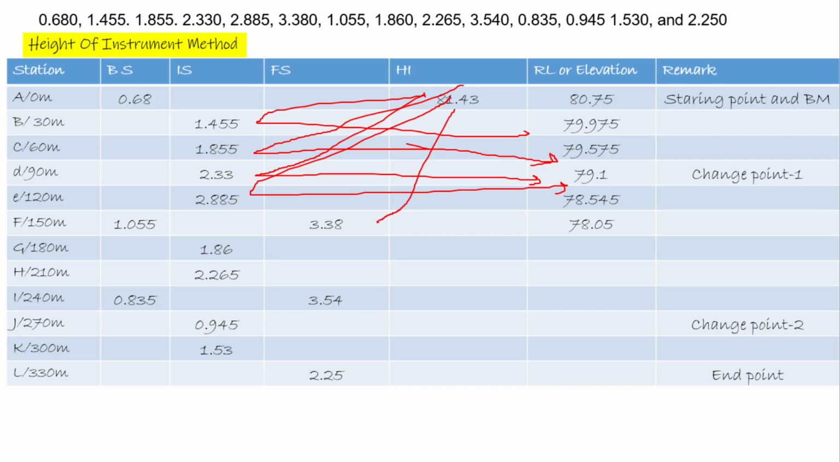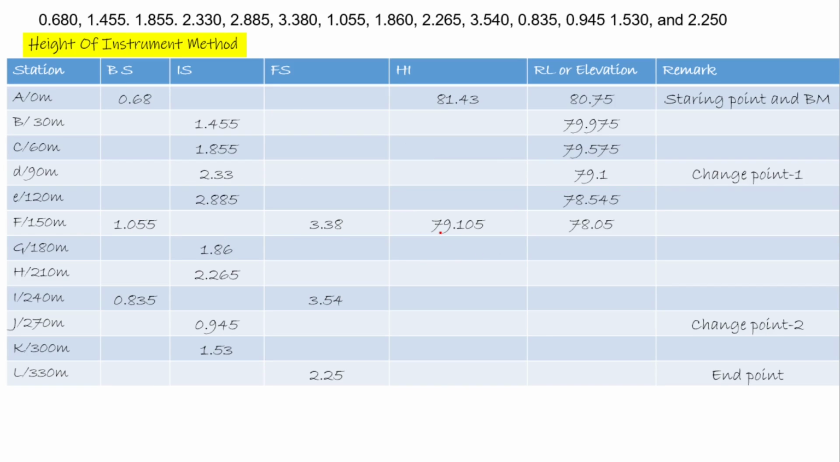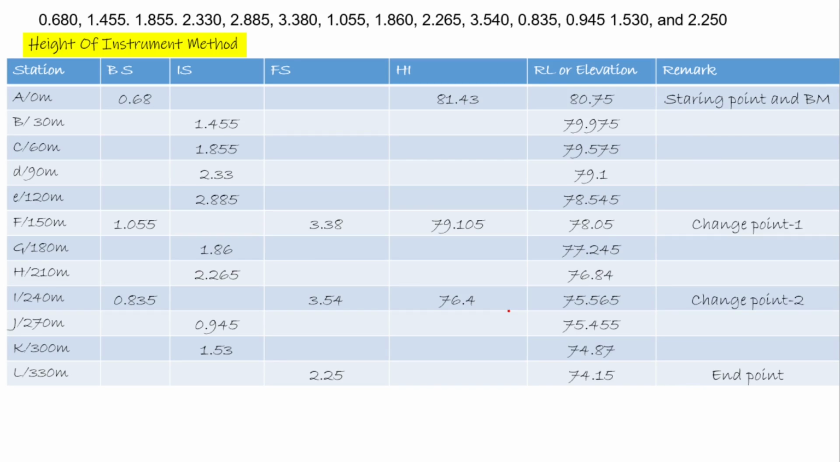Okay. Now this is your second setup. So in our second setup, again we have to find out the HI. For HI, this one is your RL and this is your backside. So it is your new HI and these are your next RL. Similarly, we will calculate this HI. Okay, this is your third HI and these are your RL.